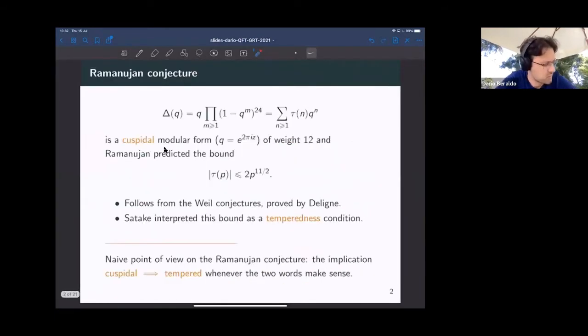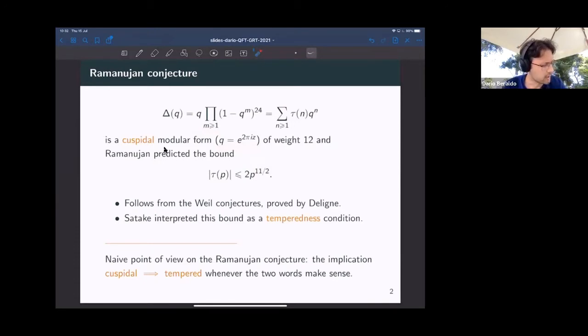The Ramanujan conjecture starts with this beautiful modular form delta, which can be defined as an infinite product, like so. You can expand this infinite product and make a Taylor series. Of course, this Taylor series will start with the power q^1, so there's this zero constant term. Once you make this change of variables, this becomes a modular form of weight 12, and it's cuspidal. Cuspidal in this case means what I just said, that it has zero constant term.